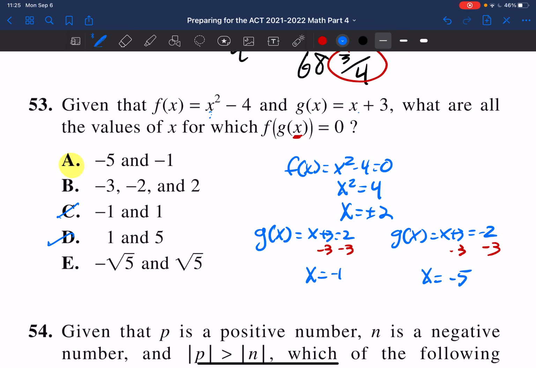So next, I could try a 2. So over here, 2 plus 3 is 5. 5 squared is 25 minus 4. Well, that doesn't work. Well, what about negative 1? If I take negative 1 plus 3 is 2. 2 squared is 4, minus 4 is 0. There we go. And the only answer with a negative 1 left is letter A.